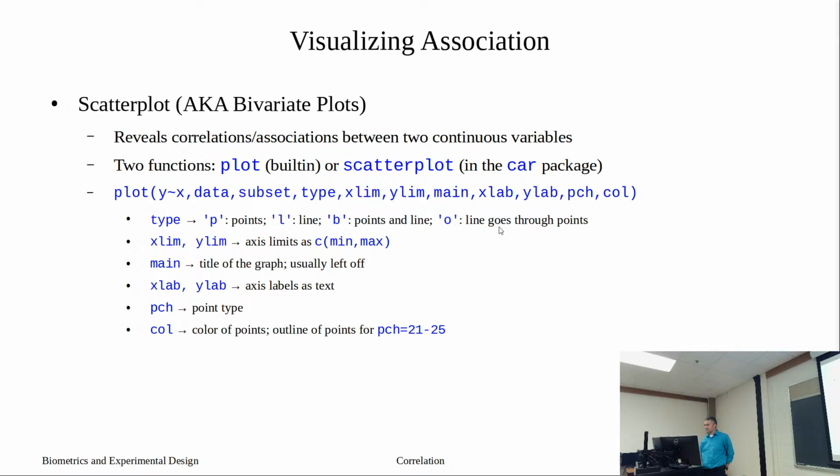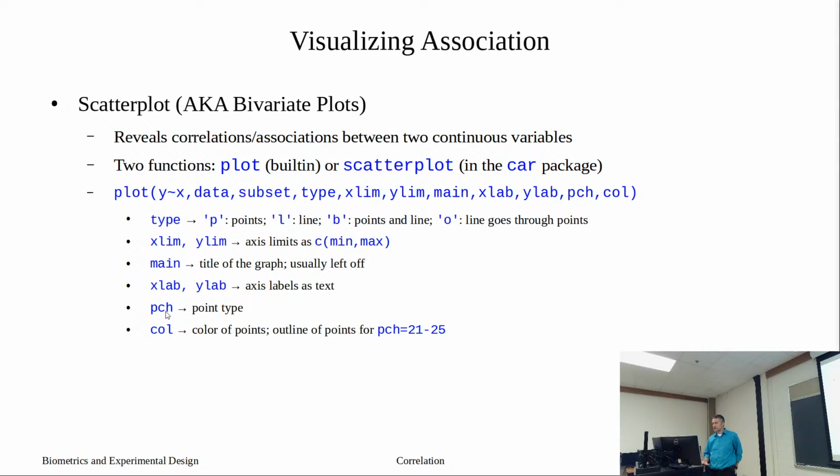You actually have the line go through the points. So, a couple different types. Typically, I would use B to have the point and the line, if I wanted to show that connection. And then main, XLab, and YLab are axis labels. PCH is a point type, and color is the color of points.